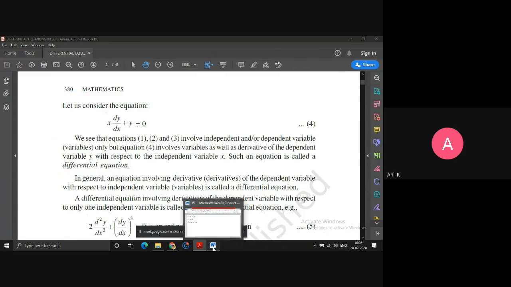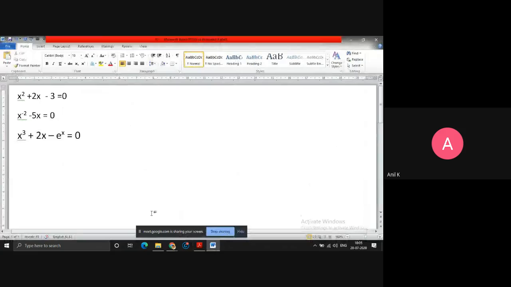Let me explain what is a dependent variable and what is an independent variable. For example, if I have 2x plus y equals 3, this same equation I can write as x equals 3 minus y upon 2. If I simplify this equation in terms of x equals something, then I get x equals (3 minus y) whole upon 2. So here I can say x is the dependent variable and y is the independent variable.